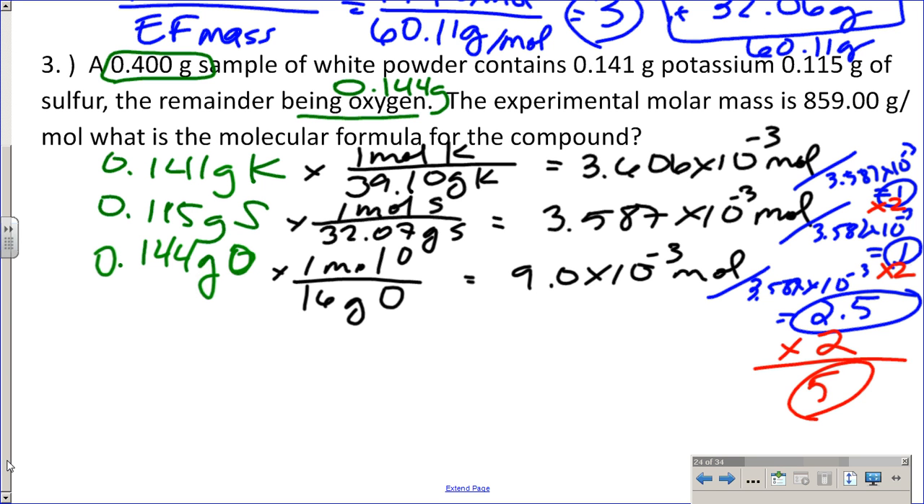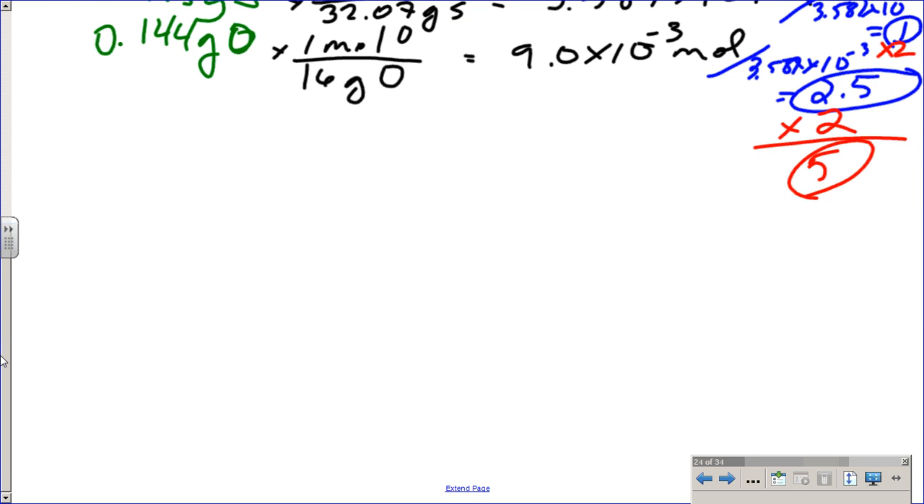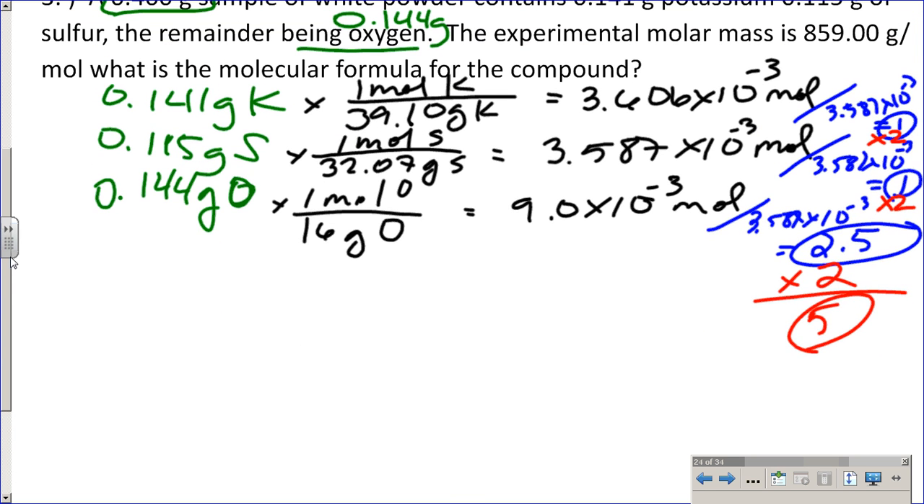So how many potassiums do I have in my empirical formula? 2, because like I just said, 1 times 2. So there's 2 potassiums in my empirical formula. How many sulfurs? 2, because I multiplied that 1 by 2. How many oxygens? 5. That does not look like something you're familiar with. That's okay. We're going to see some crazy empirical formulas, and that's okay. So this is the EF.